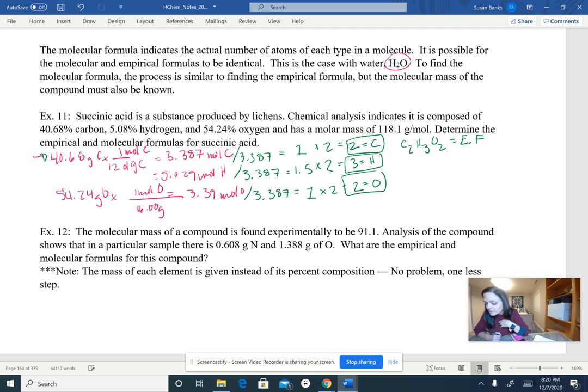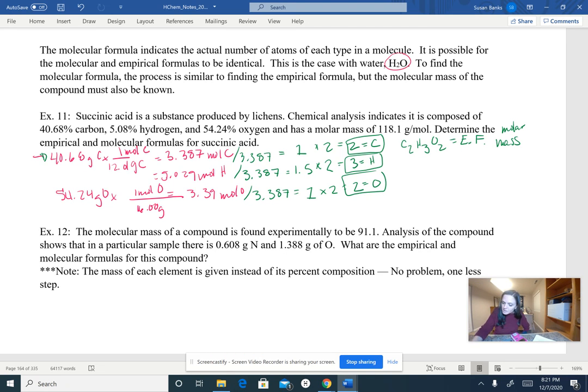Now that is my empirical formula. That is not my molecular formula. The next thing I need to do, here's our next step, that makes it a little bit different. I need to find the molar mass of this empirical formula. So 2 carbons plus 3 hydrogens. I'm going to give you guys a second to come up with that molar mass. So 2 times 12.01 for the carbons, plus 3 times 1.01 for the hydrogens, plus 2 times 16.00 for the oxygens.